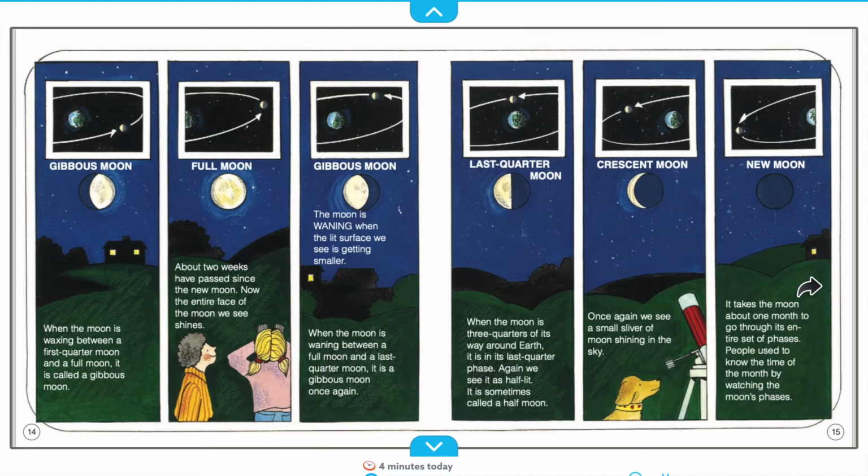Then we have a last quarter moon. When the moon is 3/4 of its way around Earth, it is in its last quarter phase. Again, we see it as half lit. It is sometimes called a half moon, or sometimes it's even called a third quarter moon. Once again, we see a small sliver of moon shining in the sky.